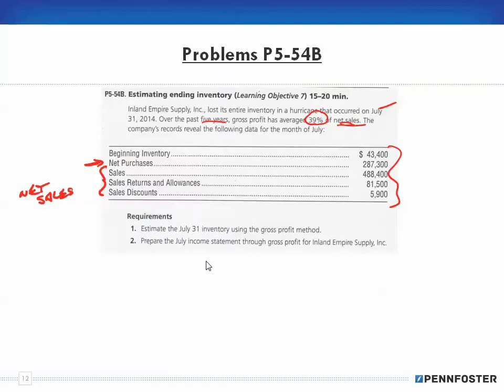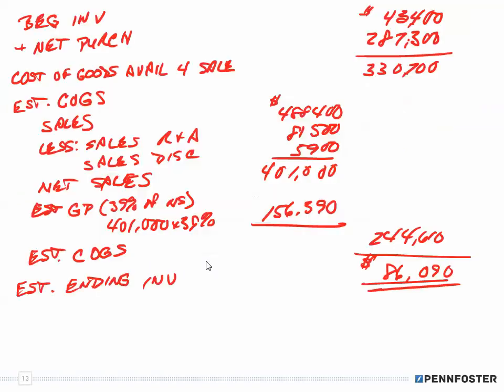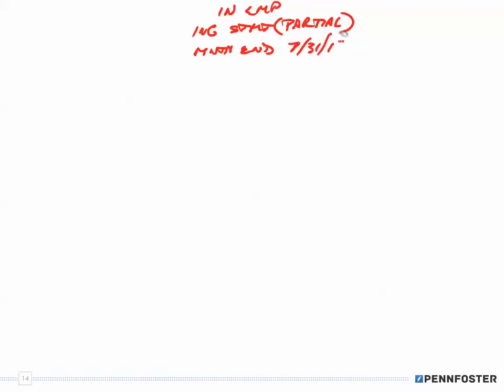Now the problem also said prepare the July income statement through gross profit. All right, so this is going to be relatively quick. By now you should know how to create an income statement, okay? So, Inland Empire, this is the name of the business, income statement. The important thing here is to actually write the word partial in the heading, because it is a partial statement since we're only going through gross profit. And this is the month ending 7/31. Write out the date the right way. I'm just showing this as a heading because I don't want to spend a lot of time.